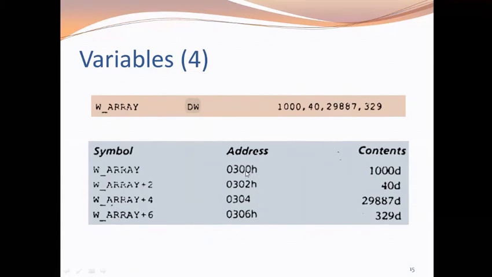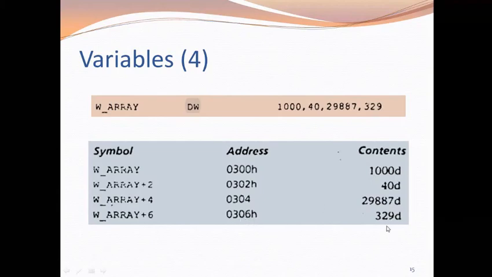0308. 0308, and here will be 400 and it will be 8. Is that clear? So this is the concept for working with the array variable and the normal variable. Is that clear to everyone, guys?